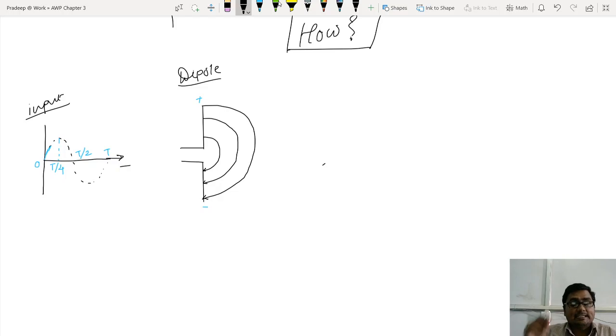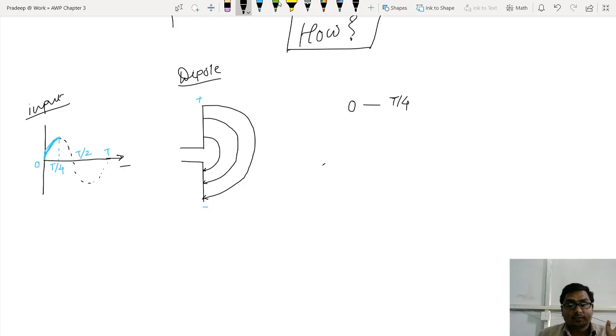Look at the direction. It is purely downwards. It is completely downwards. Now, when it is happening during the period from 0 to T by 4, look at this, during that period. So, during the period of 0 to T by 4, let me write from period of 0 to T by 4. Is it?